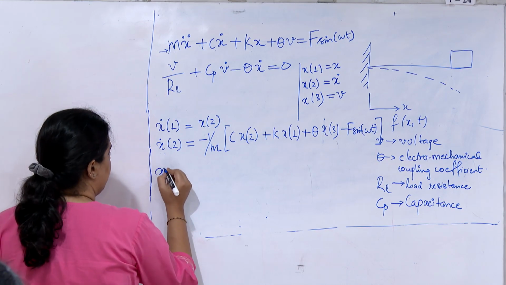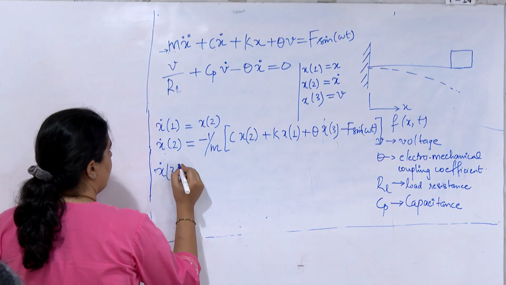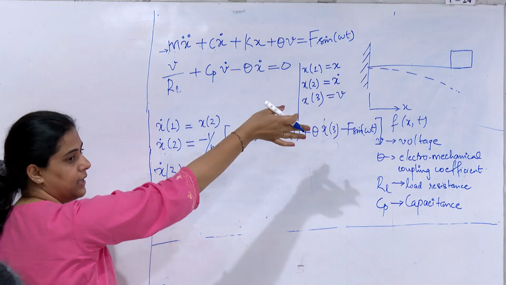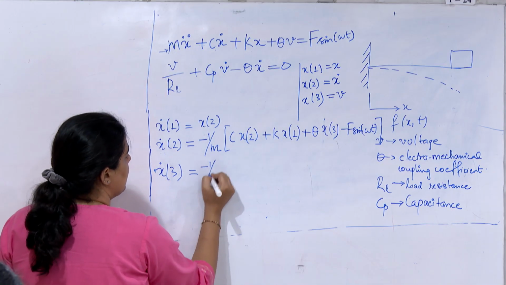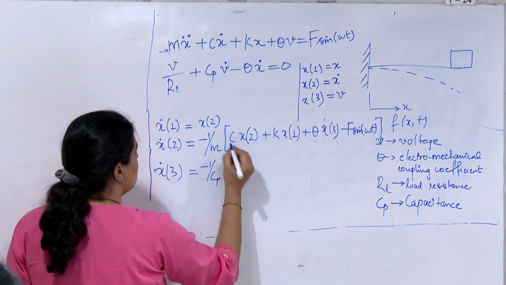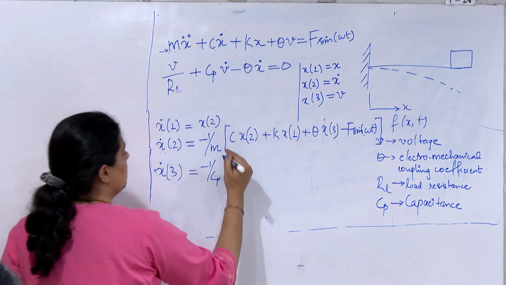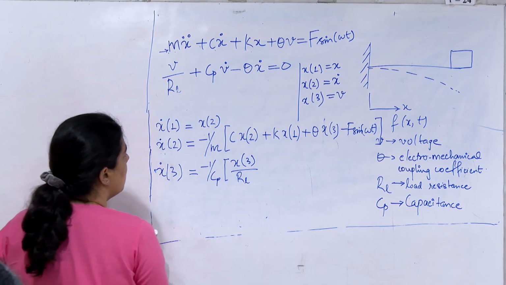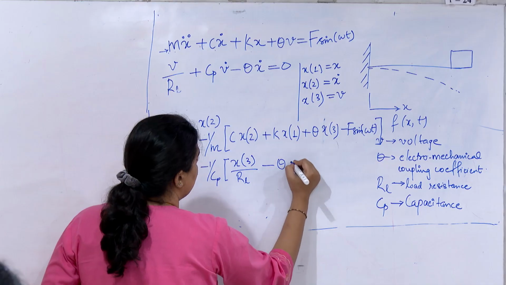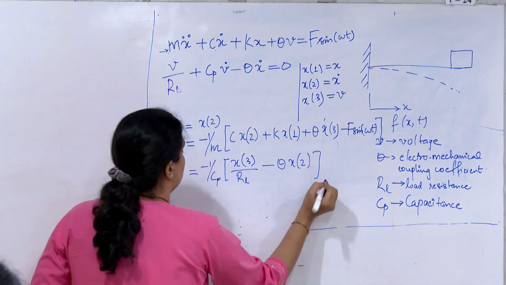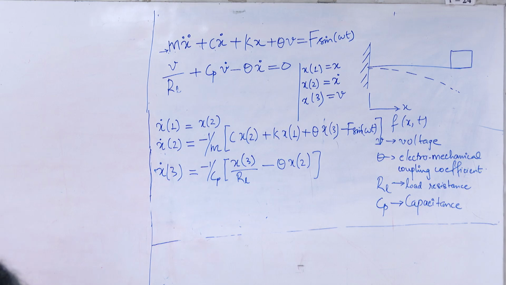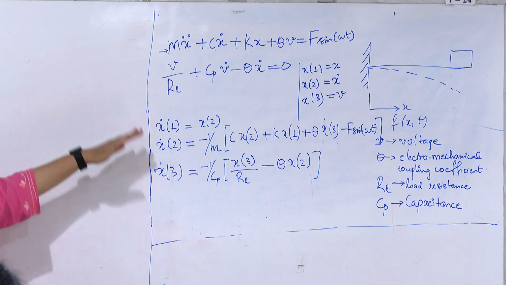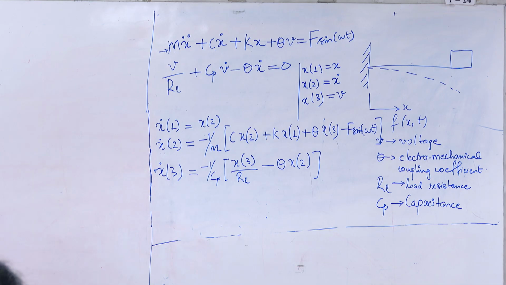Okay, this is my second equation, and x dot of 3 will be, you take everything to the right hand side, so it will become minus 1 by Cp. So your V is x of 3, so it will become x of 3 by RL minus theta x of 2. Right? Are these equations clear? So this is how you write your equations in state space form.